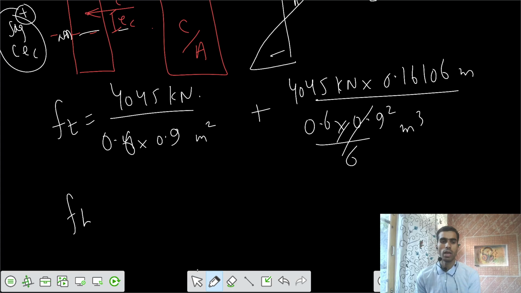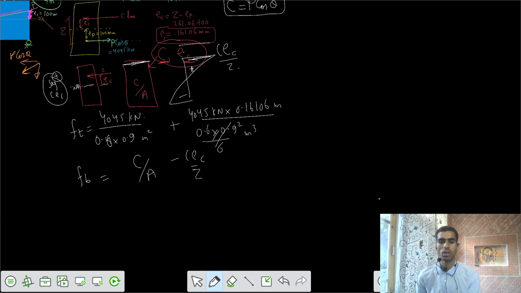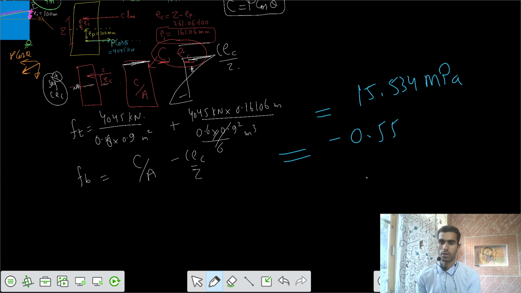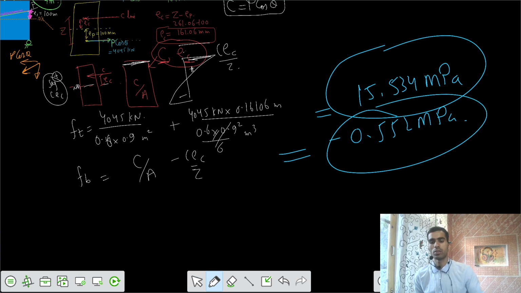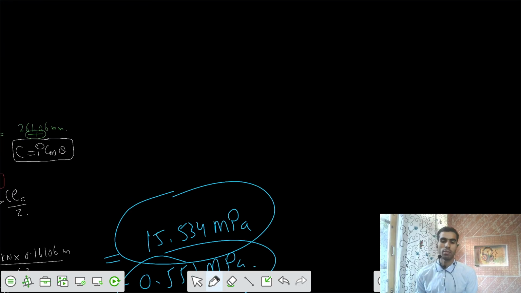You calculate those two values and you can get some value, and F bottom would be C by A minus C EC by Z. Those stress values can be calculated to final values of stress top and stress bottom, coming to be 15.534 megapascal and minus 0.552 megapascal. I would say these two values we already got in other methods also. That means you can apply either of the three methods to solve a particular problem. So this is our stress variation.